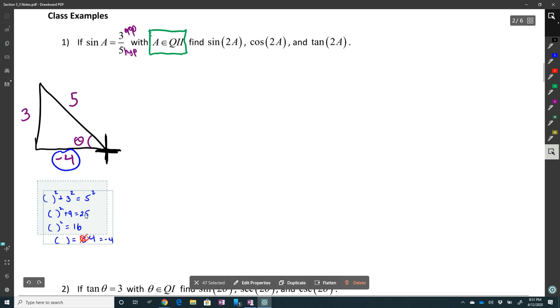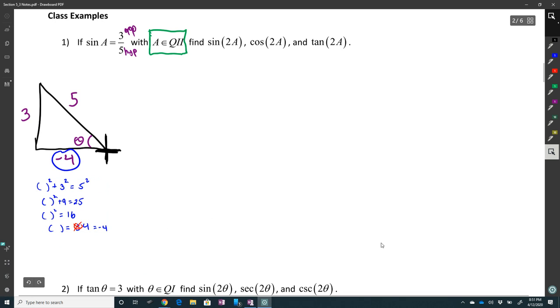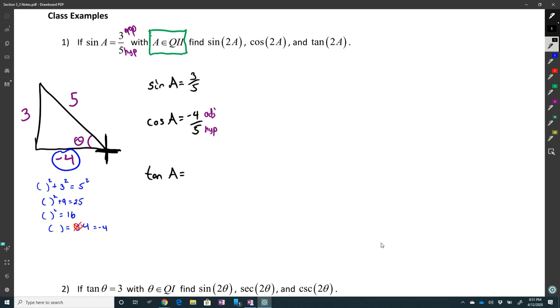All right. Now let's go ahead and figure stuff out. I know that sine of A is 3/5. I know cosine of A, from looking at my triangle, is negative 4/5, adjacent over hypotenuse. And I know that tangent of A is opposite over adjacent, so negative 3/4. With that, I can figure out all three of these.